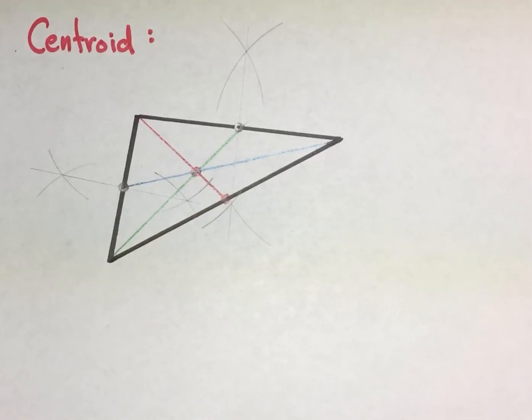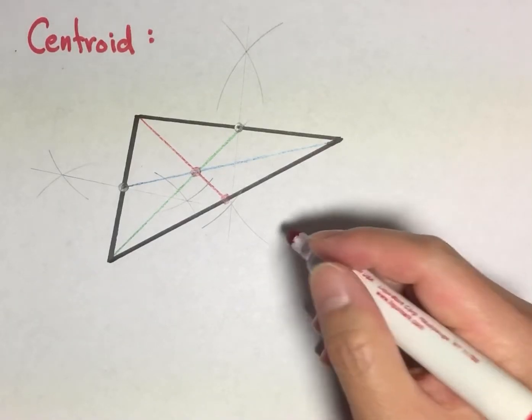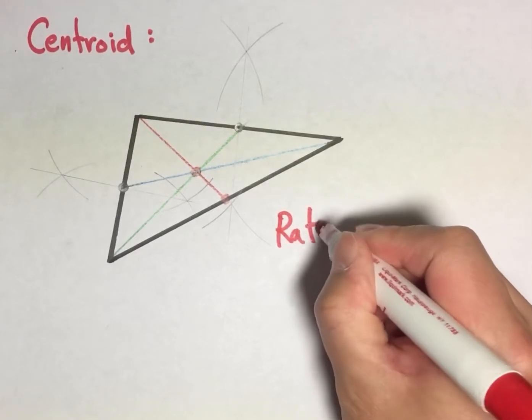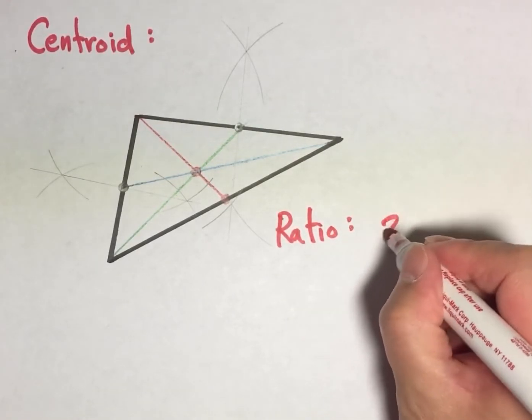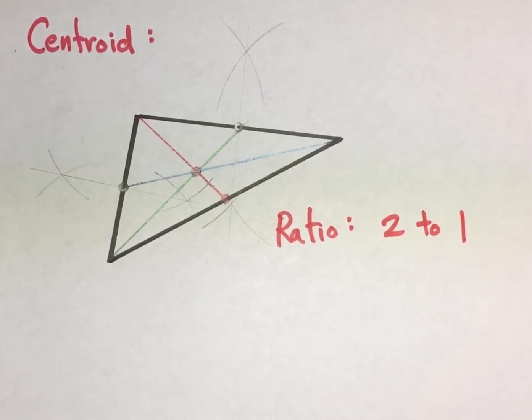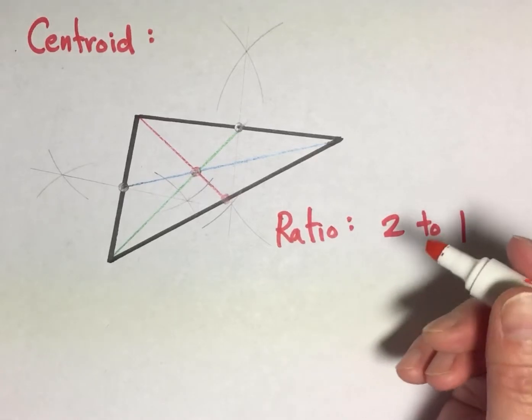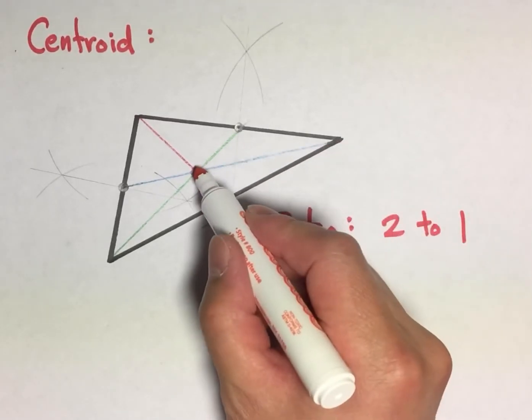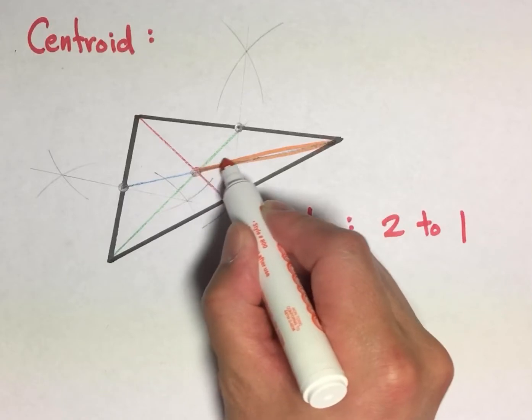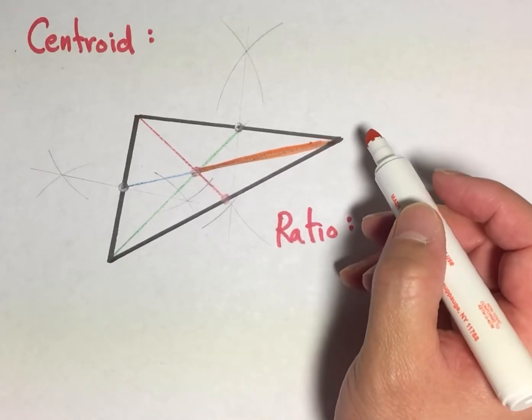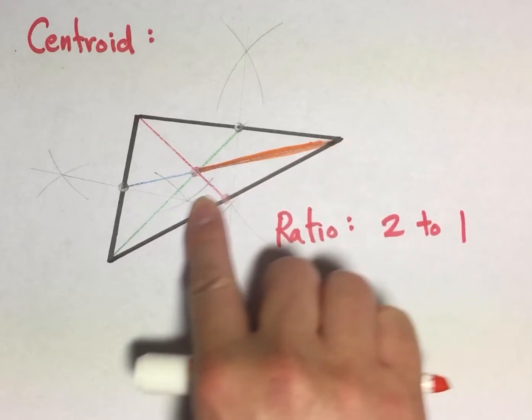Now, there is a special relationship in which the centroid will always have this ratio of 2:1. And that ratio of 2:1 is going to tell us the location of our centroid. What do I mean by that? Well, if I take a look at our median, it doesn't matter which one, I'll take this blue one right over here. This side, from the angle to our centroid, this long piece right over here, is going to be 2/3 of the entire median.